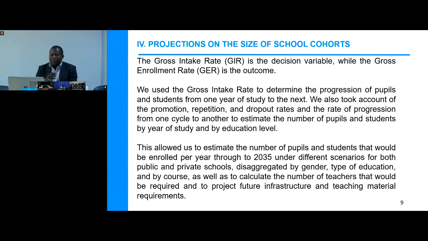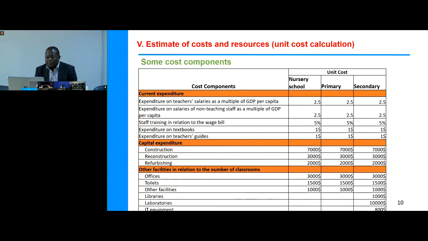So the scenarios were... for the private sector, by gender also, and by type of education. Thus, we were able to calculate the number of teachers that would be required for each scenario, for each level, and also the infrastructures, teaching materials, what were the requirements. So all this in the education system was based on projection given the number of pupils and students that were estimated. Next, please.